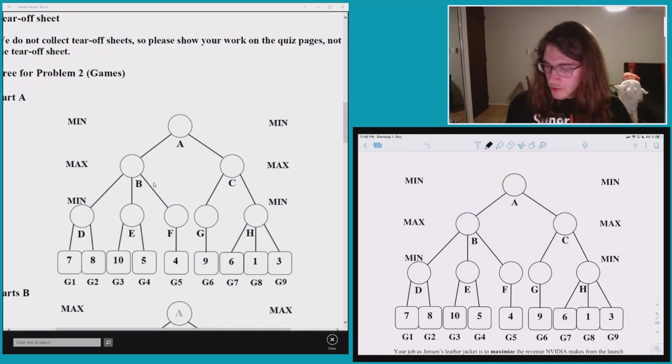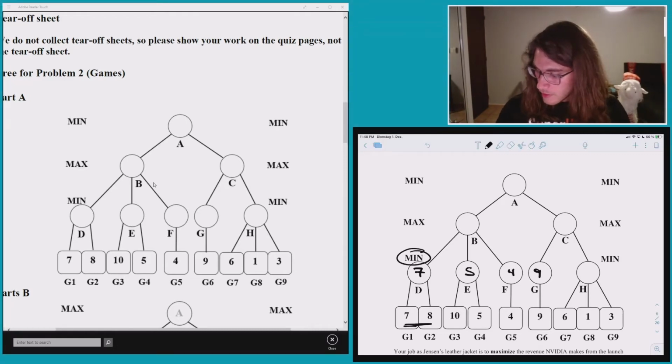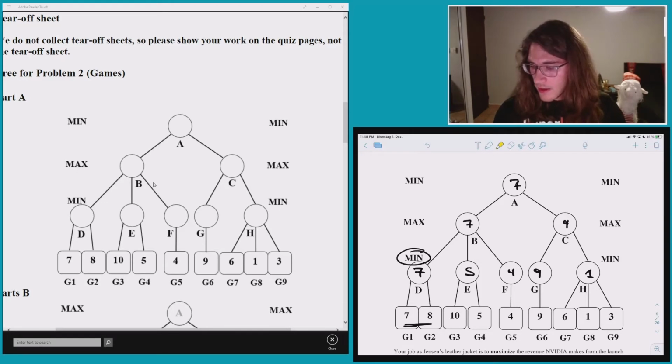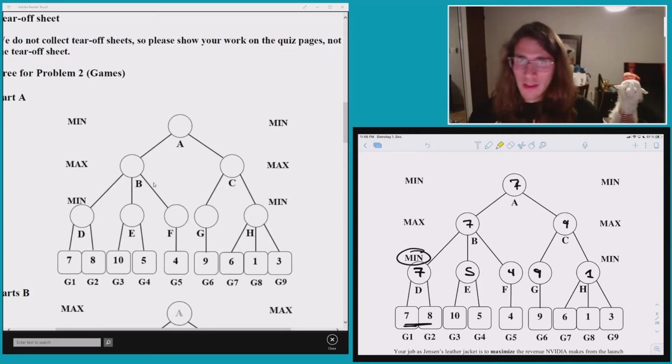So minimax, it's fairly straightforward. I'm at a min level, which means I choose the lowest of these two values. That's a 7. I choose a 5 here, then a 4. Here's a 9, and a 1. Then the max level above it chooses the highest of all the values. So I get a 7 here, and I get a 9, and then the min is going to choose the smallest of the two. So this is 7, and it's good practice to highlight the minimax path.